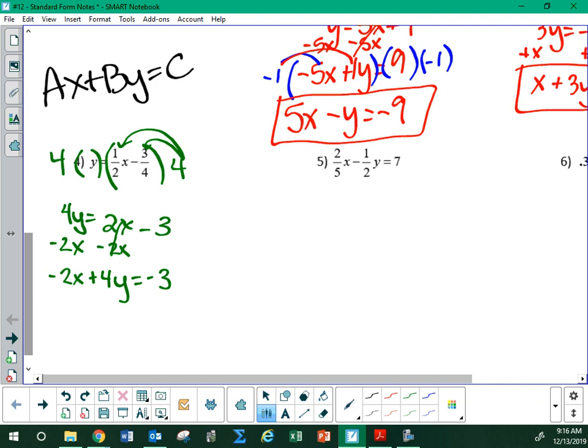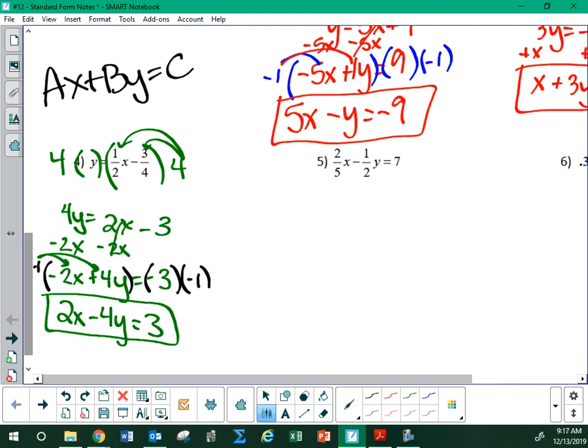Okay, so we have it in the right order, but we've got to get rid of that negative. So multiply both sides by negative 1. And just distribute. So it gives us a positive 2x, a negative 4y, and a positive 3. Just flips your signs. Wait, how did it become positive 3? Is it negative 3 times negative 1 gives you positive? To get rid of my negative, I have to multiply by negative 1 on both sides.